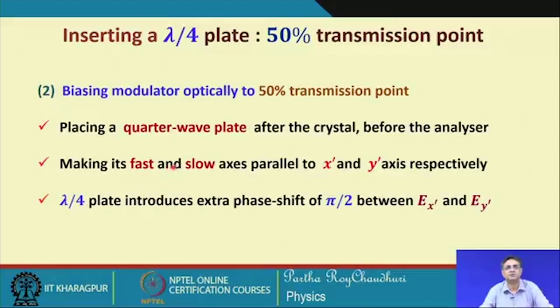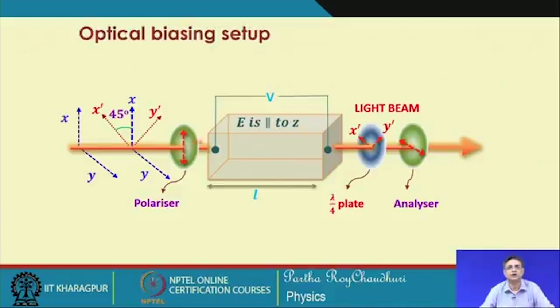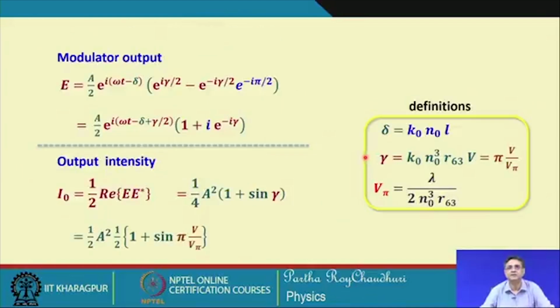Making its fast and slow axes parallel to this, the lambda by 4 plate introduces this phase, which actually adjusts and cancels the fixed phase that is appearing there. This is the configuration for optical bias. You will have to put in an additional compensator, a lambda by 4 plate, which will compensate the phase carried by these two lights in excess of the phase that is due to the applied voltage.